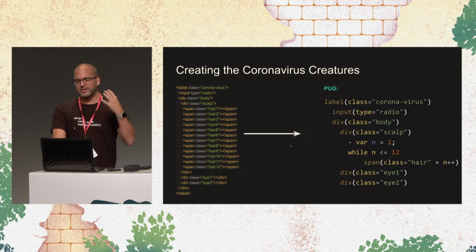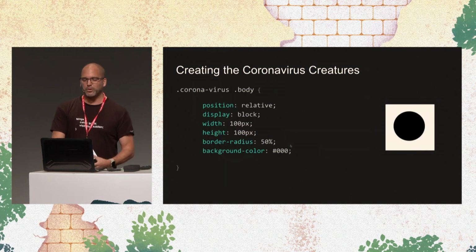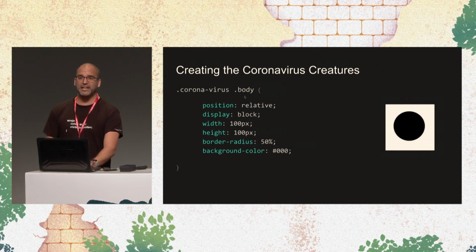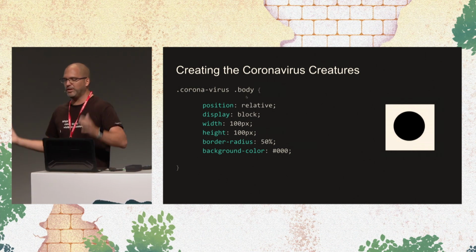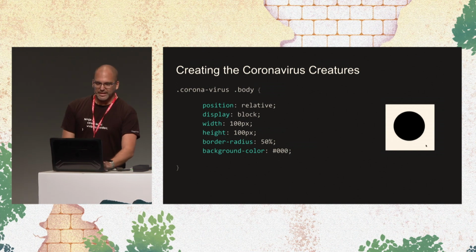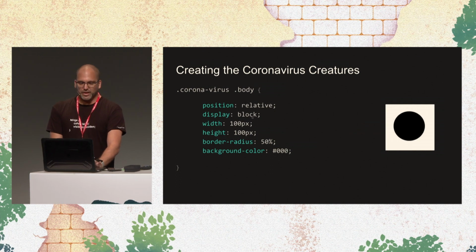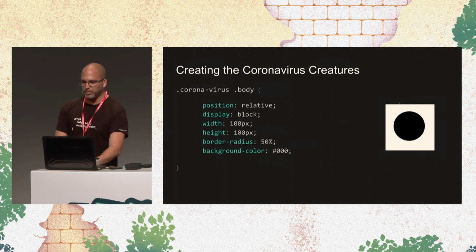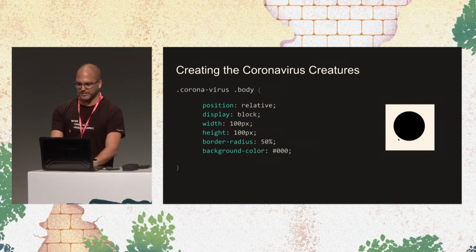And then I wanted to start creating all the visual parts of the coronavirus creature. I started with the body. I gave it position relative. Why position relative? Because all the inner parts need to be placed around its body. And I gave the body display block, width and height of 100 pixels, background color black, and to get the circle shape, I just gave it border radius of 50%.